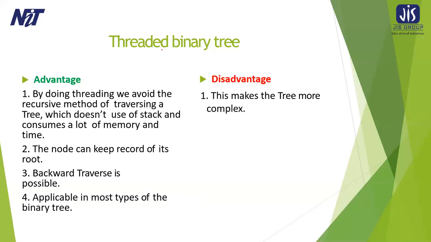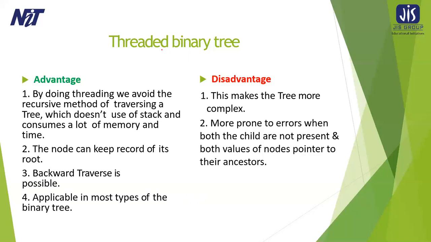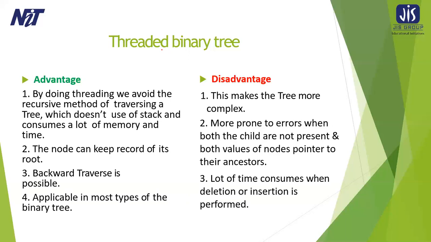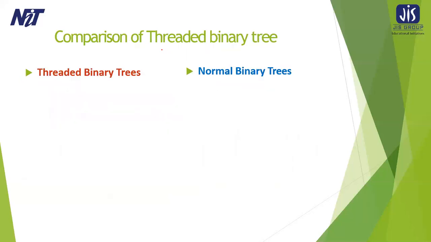Now, what are the disadvantages? Number one, this makes the tree more complex. Number two, it is more prone to error when both children are not present and both the values of the node point to their ancestors. Number three, lots of time is consumed when deletion or insertion is performed. So this is the summary of the advantages and disadvantages of using a threaded binary tree.